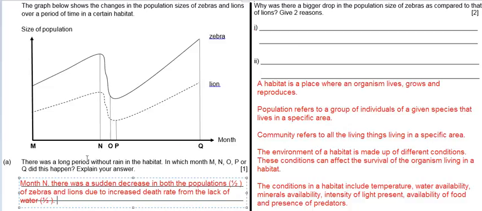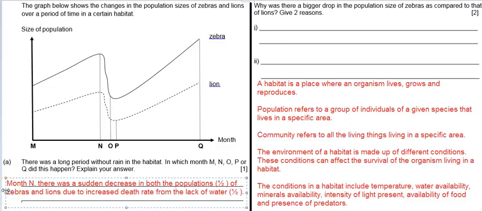And this is due to the increased death from the lack of water. So we know that when there's no water, the animals can't drink, the plants can't grow, and when the plants can't grow, there will not be food for the herbivores or for the omnivores. Zebras are herbivores, they only eat plants. When there's no rain, there will not be enough food because the plants can't grow and the zebras themselves can't get water. So month N was the period without rain, and you know this because suddenly there's a decrease in the population of zebras.